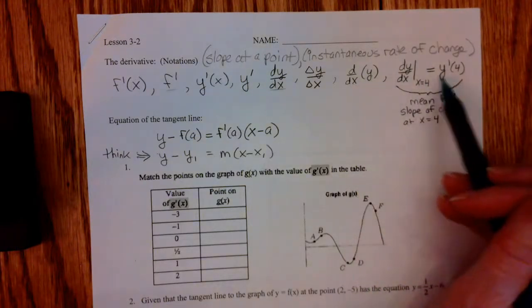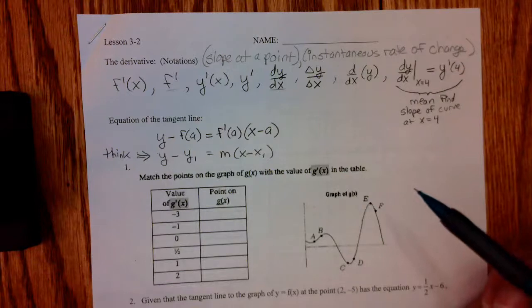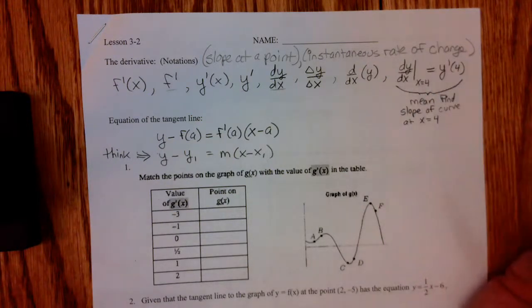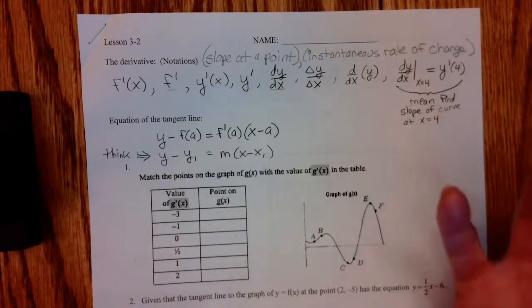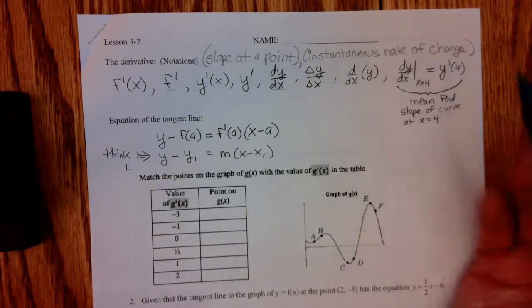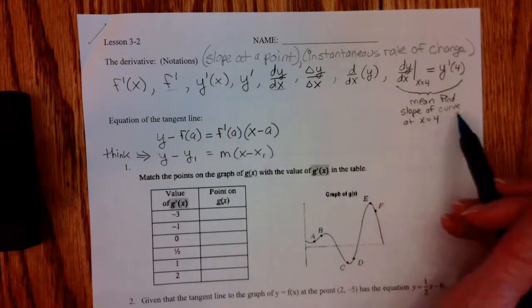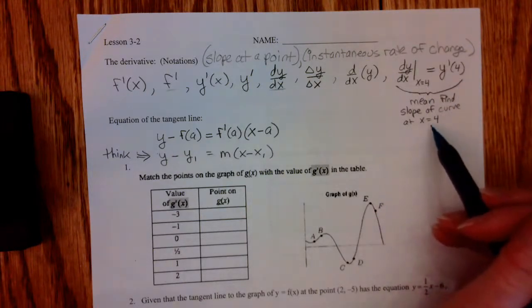These two notations have the same meaning. We use them in different places depending on what the input or what is the given of the situation. Both mean the same thing. You're finding the slope of a curve at x equaling 4.